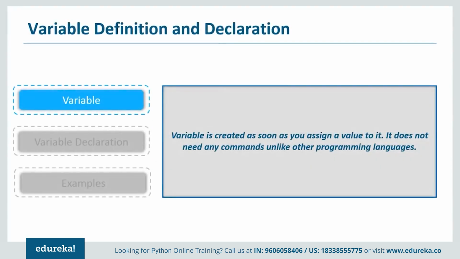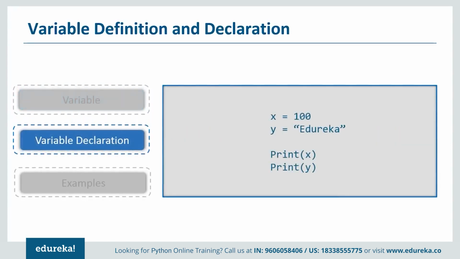You don't have to give any additional commands, unlike other programming languages like C, C++, Java, where you have to give additional commands for declaration and assignment purposes. Let's take a look at an example here. We have two variables x and y, and we have assigned values to each of them. We have given 100 to x and Edureka to y. So this is actually how you create a variable in Python. Now when I print these variables, I am going to get the output as 100 and Edureka.